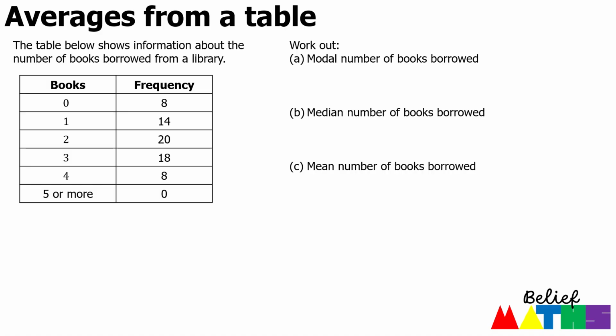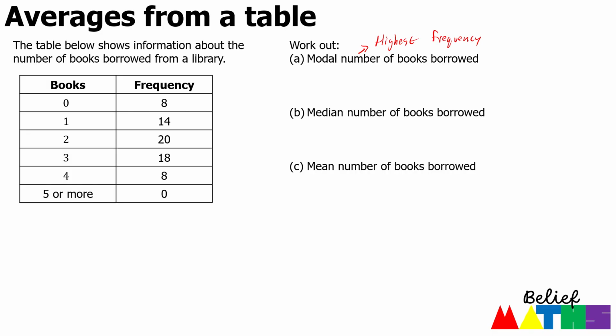Now, averages from a table work in a slightly different way, because the table is just a way of tidying up. Rather than having loads and loads of numbers written beside each other, we can just tidy that up into a table. Now, the modal number of books, again, means the mode, the most common. But again, what we're going to look for is the highest frequency.